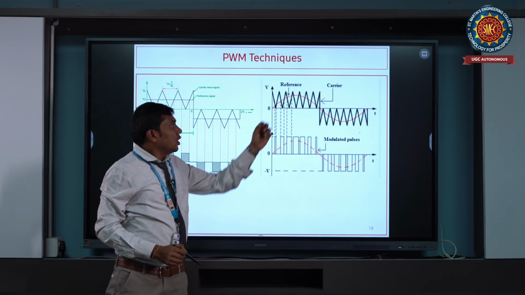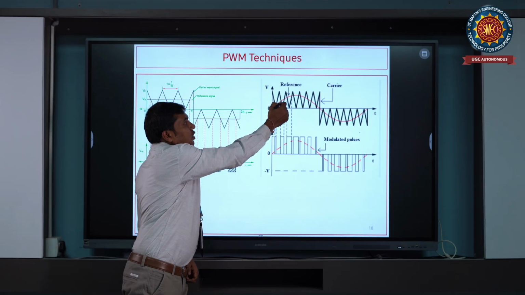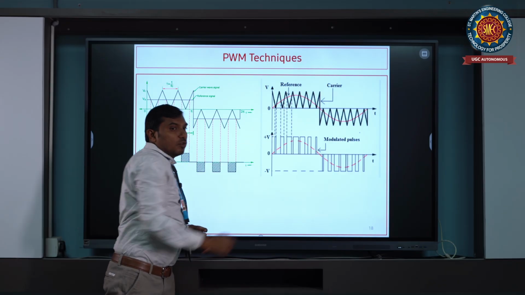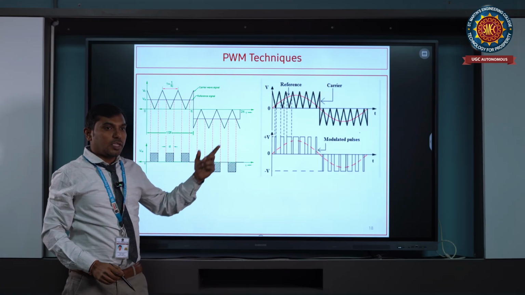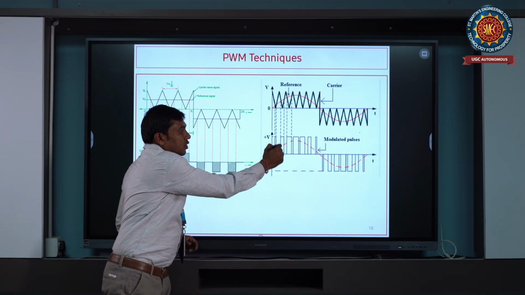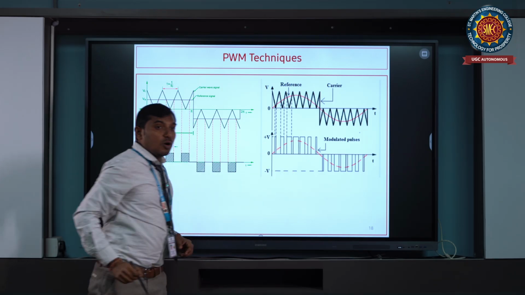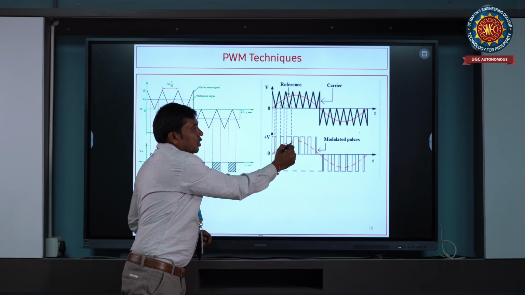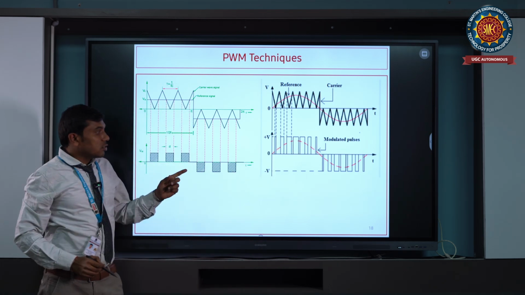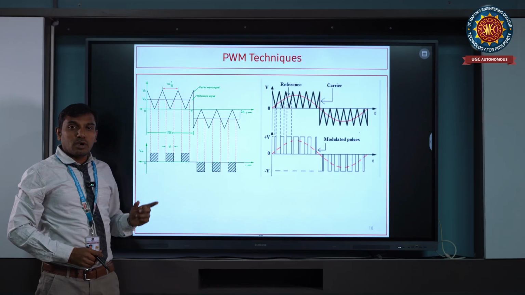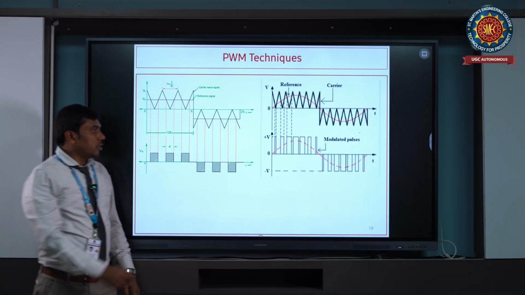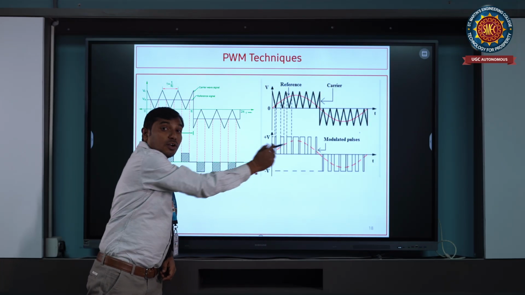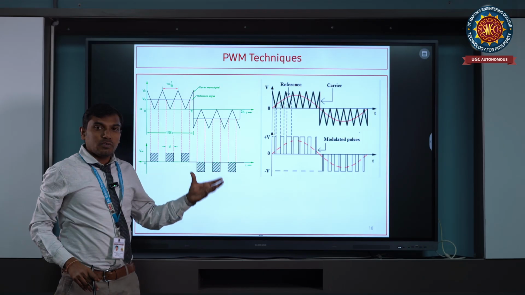Similarly, in this signal your reference wave is sinusoidal, whereas the carrier is a sawtooth waveform. So by comparing the sawtooth waveform and the reference waveform, you can get the pulses which are shown like this. These are called modulated pulses. Observe that the pulses are not constant here. The pulse width is modifying, and that's why it is called pulse width modulation technique. As I told, here we can observe that the width of the pulses is not constant. That's why it is called pulse width modulation technique.